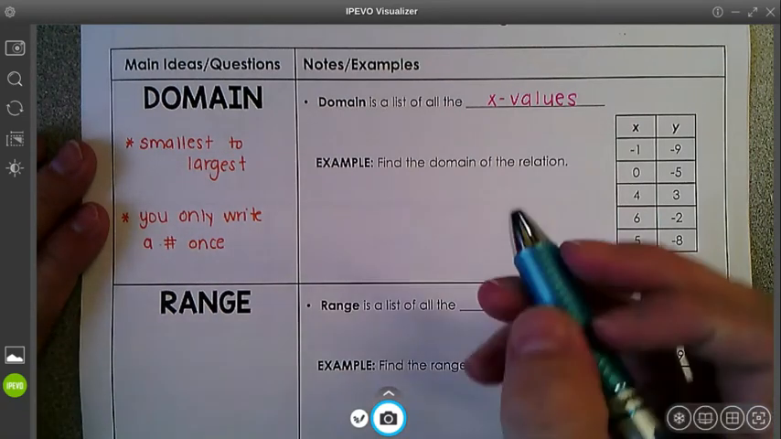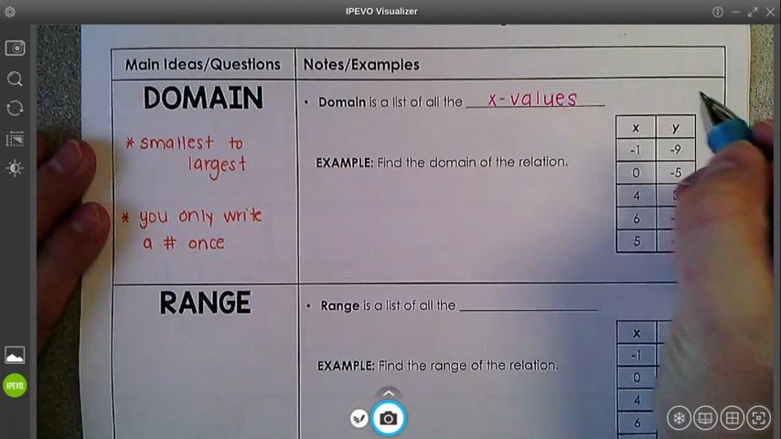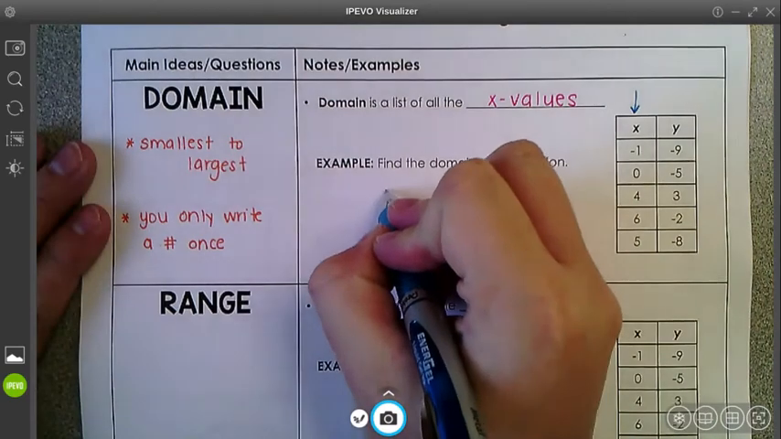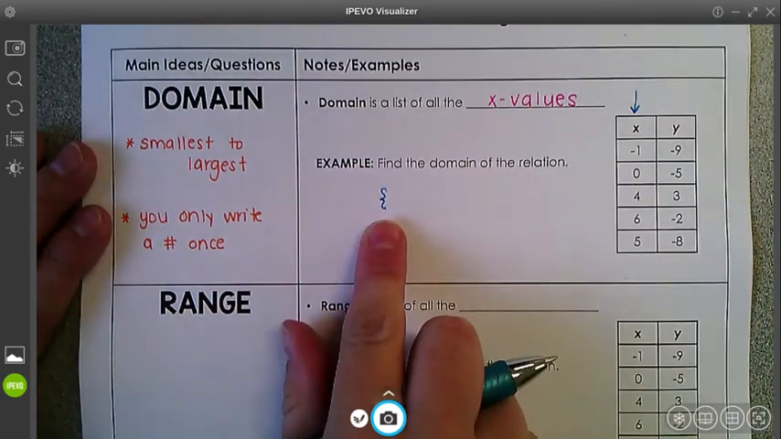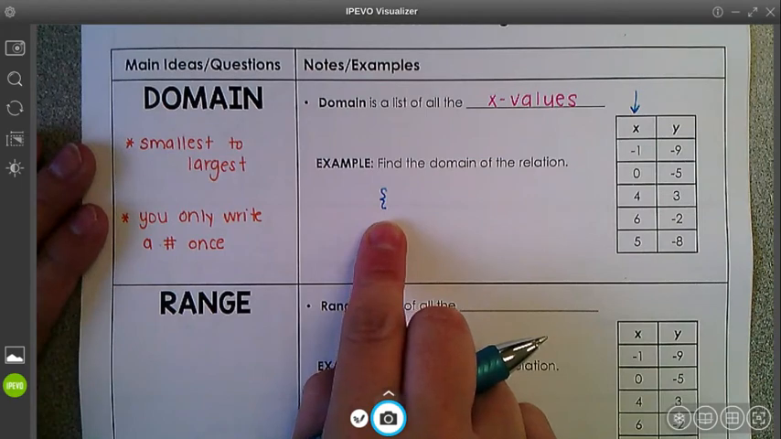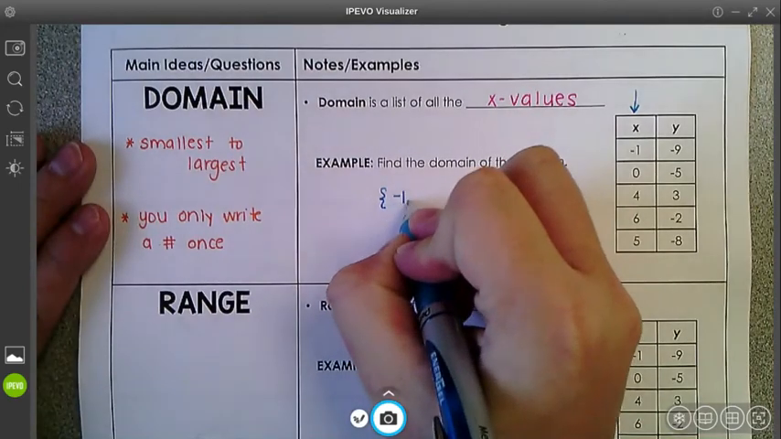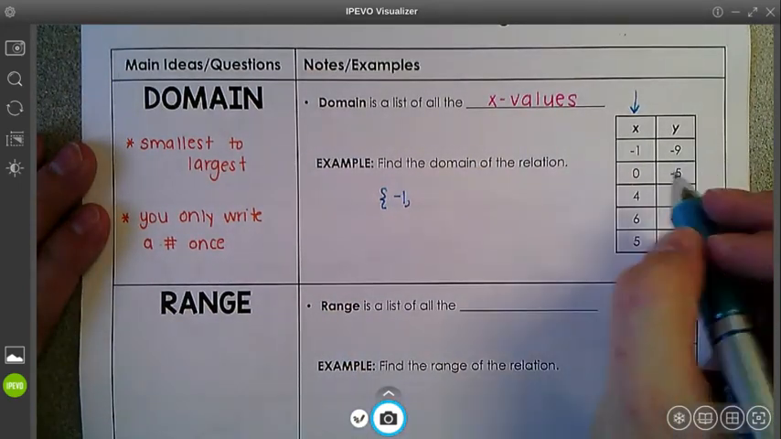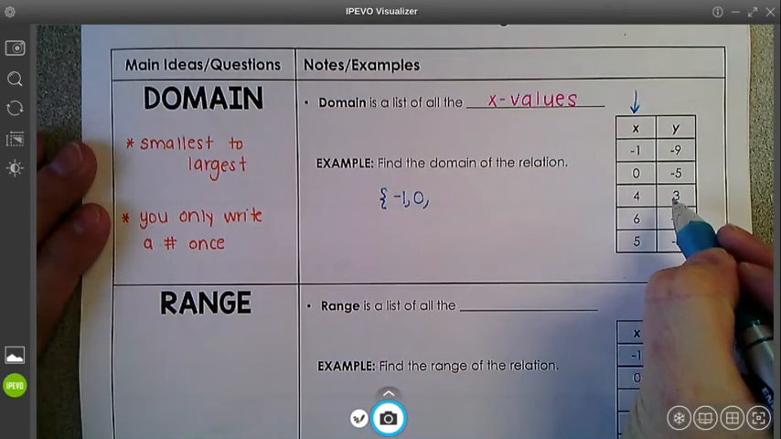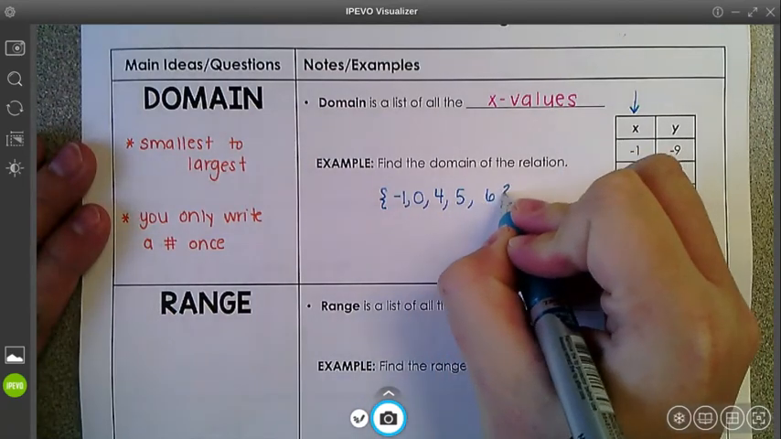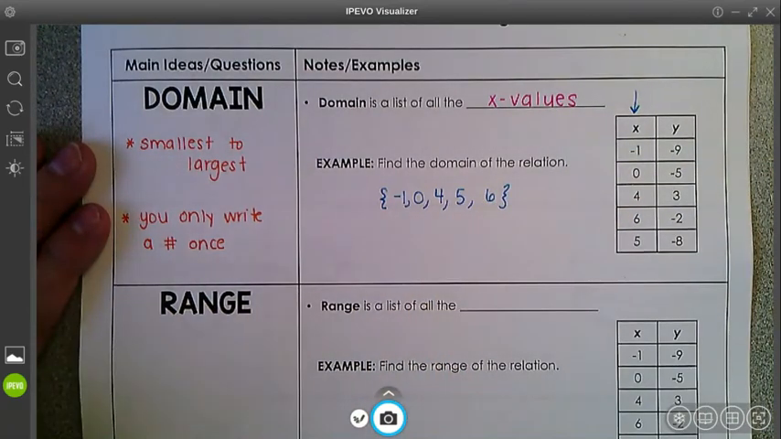So for example, let's list the domain, and that is all of your x values. If we have a table or a mapping, it's extremely easy to see. You will usually see your answers written in these curly brackets. I know they're hard to draw. You don't have to draw them. You can leave them off. So if we look at our x's, the smallest one is -1, then 0, then 4, then 5, and then 6. So it's just all of those x's listed out.